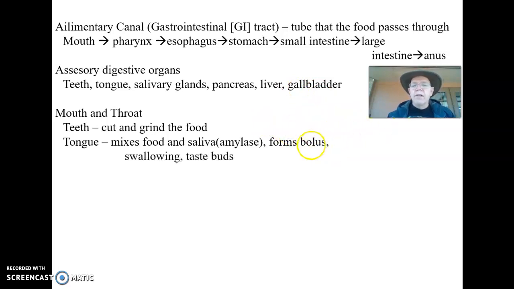Bolus just means ball, a nice clump that you can swallow all at once. You push your tongue against the roof of your mouth and it pushes the bolus back behind, which allows you to swallow it easily. And of course, there's also taste buds.